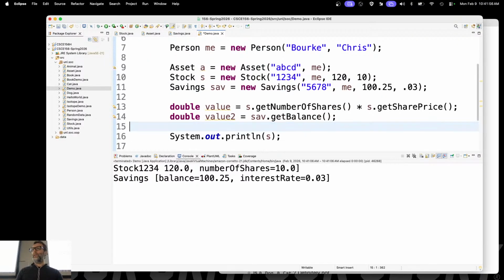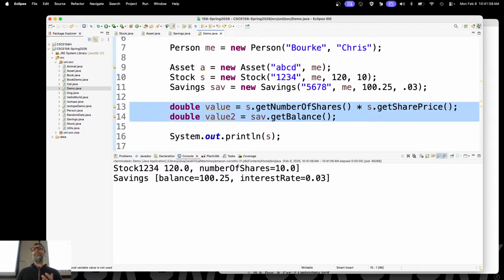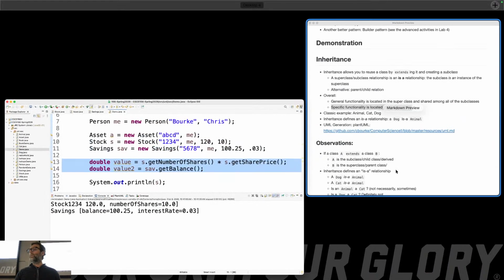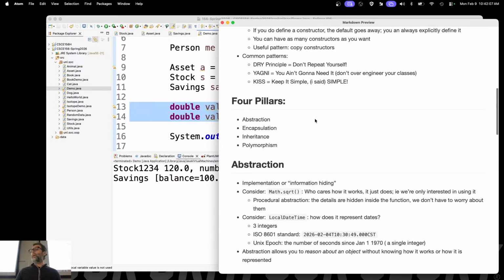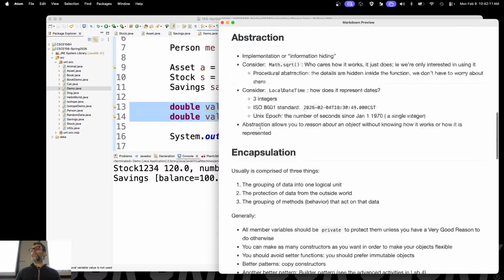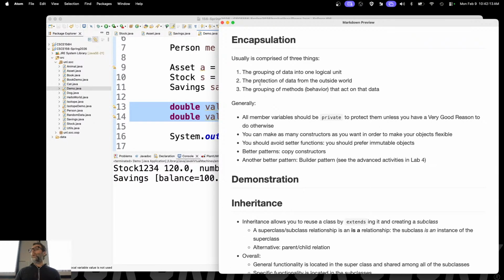I'm going to go ahead and get rid of that. Before I do that, though, I'm going to appeal to the pillars of object-oriented programming. Remember what all the pillars were? We've gone through the three of them now: abstraction, encapsulation, and inheritance. Let's focus on encapsulation. One of the parts of it was the grouping of methods, or behavior, that act on that data, and that's something I've repeated over and over now.